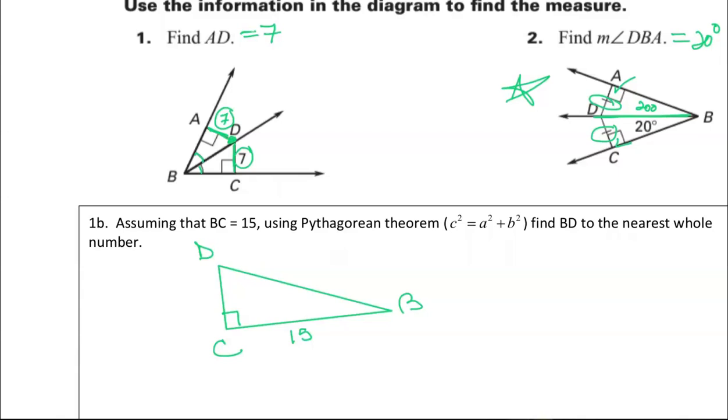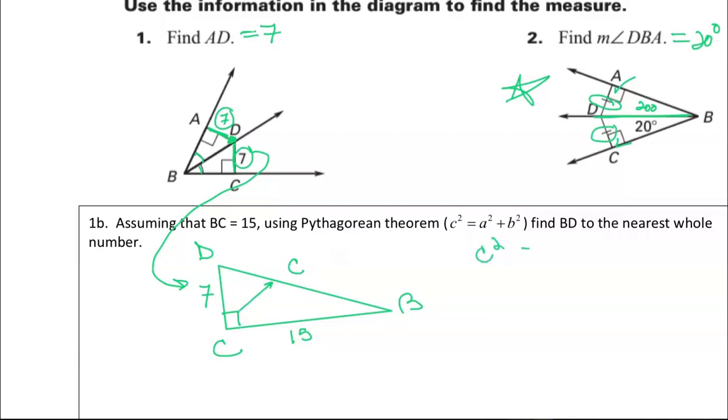Okay, so it looks like what I need to do is find BD. Yes, I'm going to use these values here. That's what they want me to use, and it's not very clear. So I need to find BD. So this is your C, right? Because this is the hypotenuse.